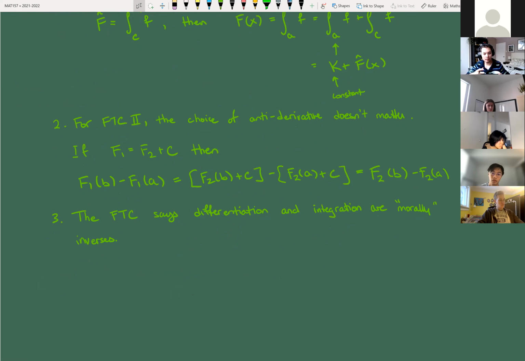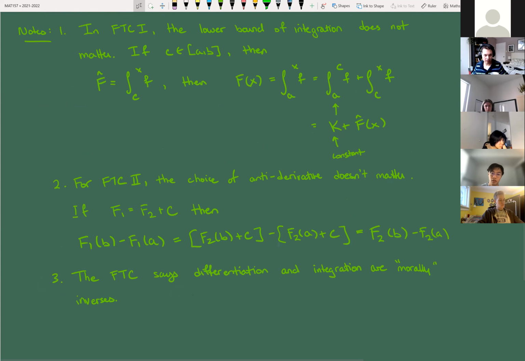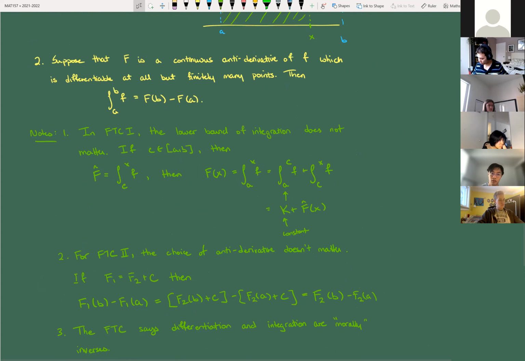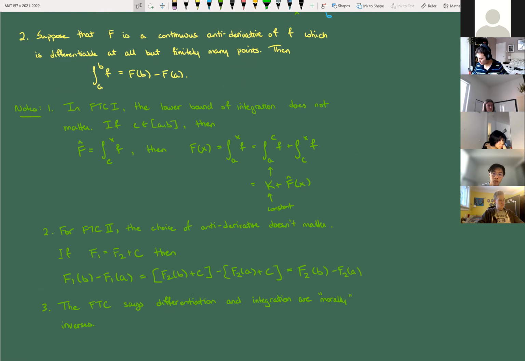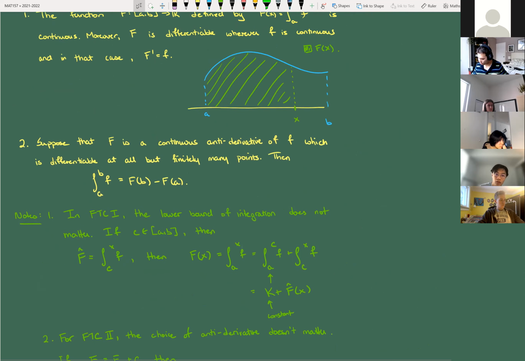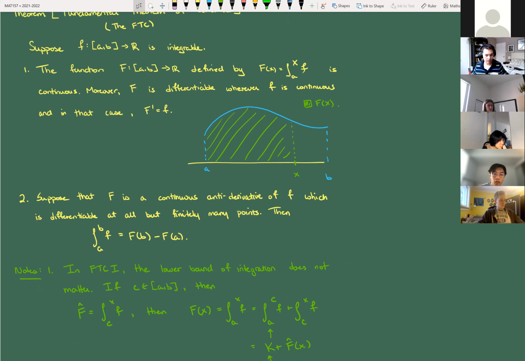But, and why did you need to write it then? Where? Oh, no. Yeah, you don't know f of A is equal to 0 in FTC 2, right? Like, what if the antiderivative I used is like this one?